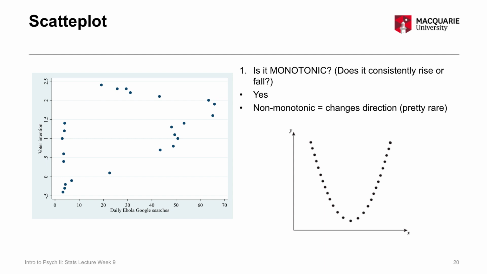It's pretty rare that you actually get data that looks like that. It's pretty unusual. Most of the time, pretty much all the time, associations are monotonic, but it is an important thing to look out for. So that's our first thing to tick off. Yes, it's monotonic. That's a good thing.